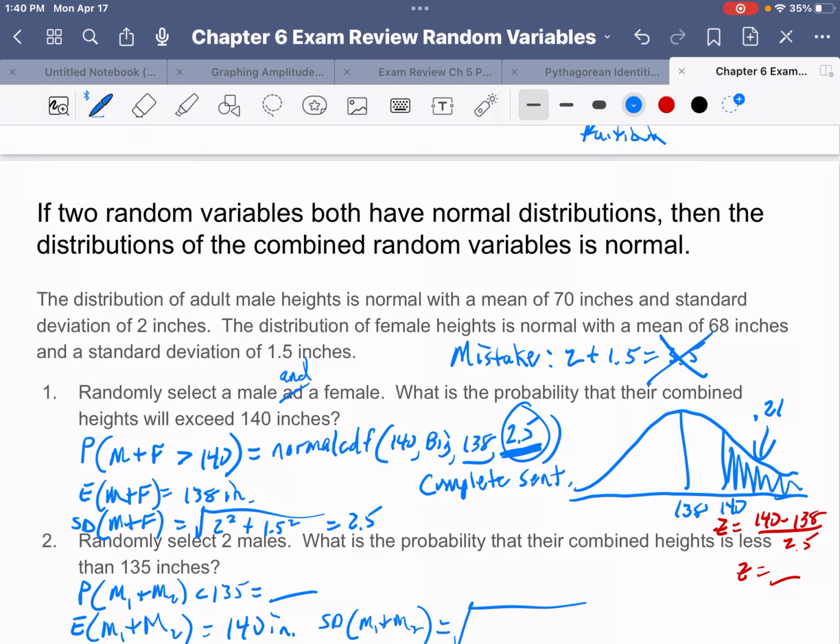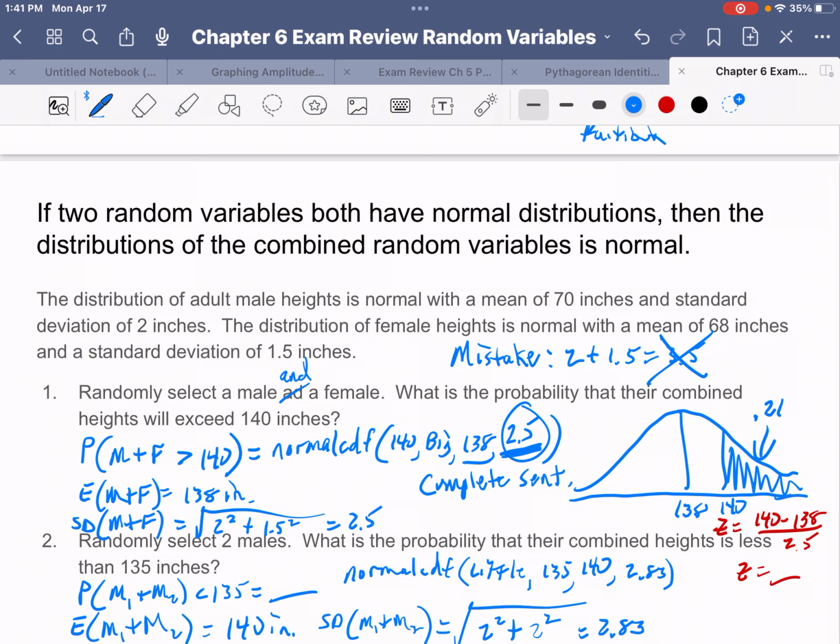And the only way to correctly do that is the variance of male 1 plus the variance of male 2. You could be so wrong if you just say 2 plus 2, standard deviation plus standard deviation. So then that's the square root of 8, and that's 2.83-ish. So in the interest of time, that would be normal CDF, little number, comma 135, comma 140, comma 2.83. And so you enter that in and you'll have your correct answer.